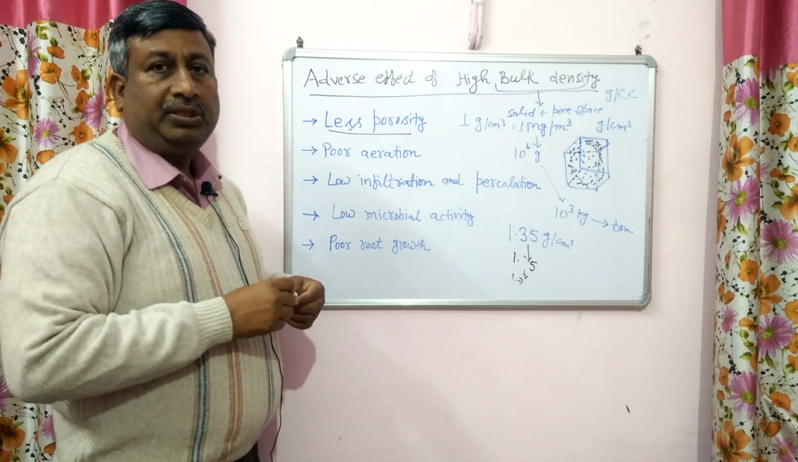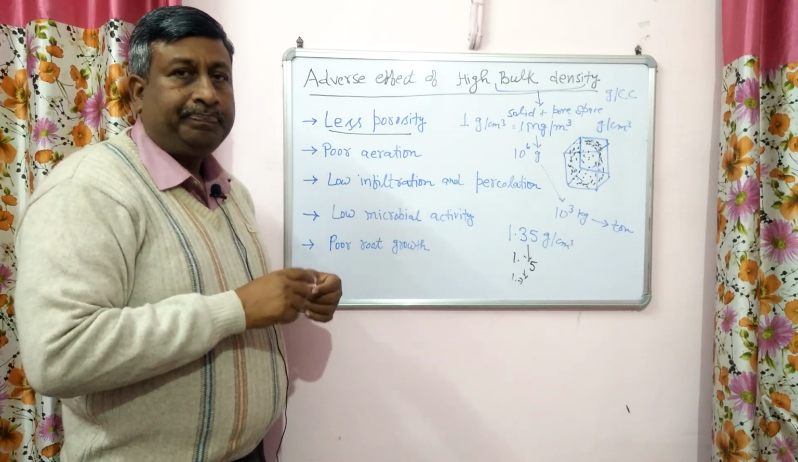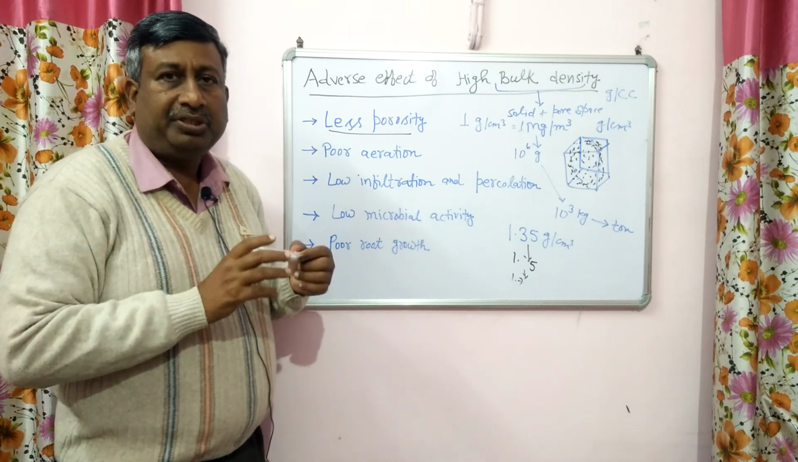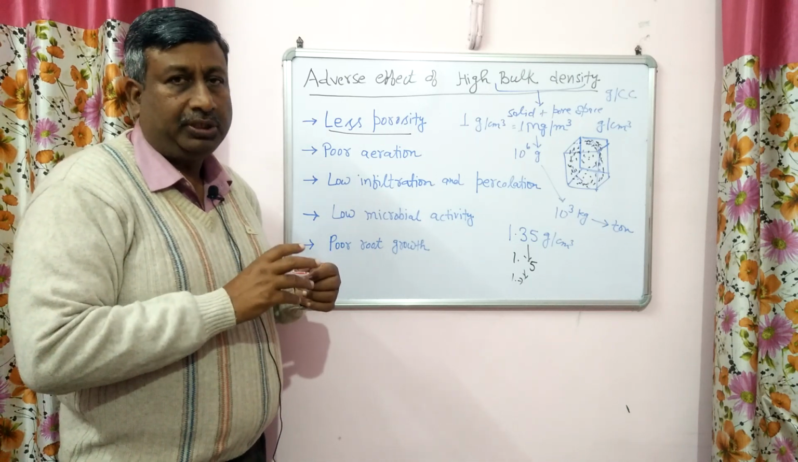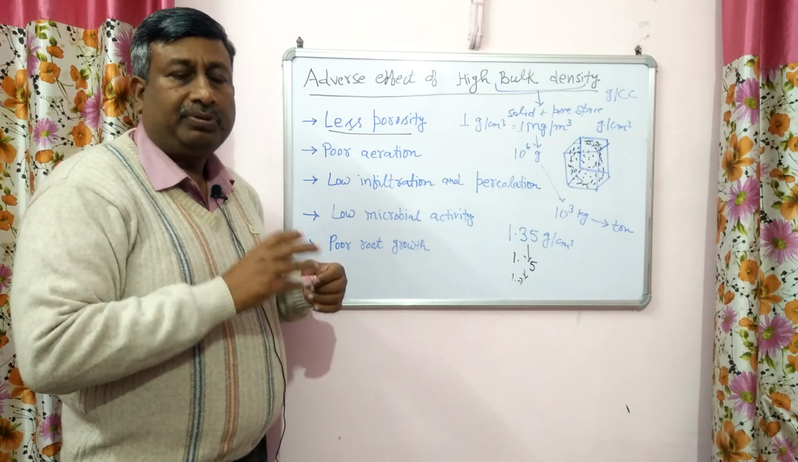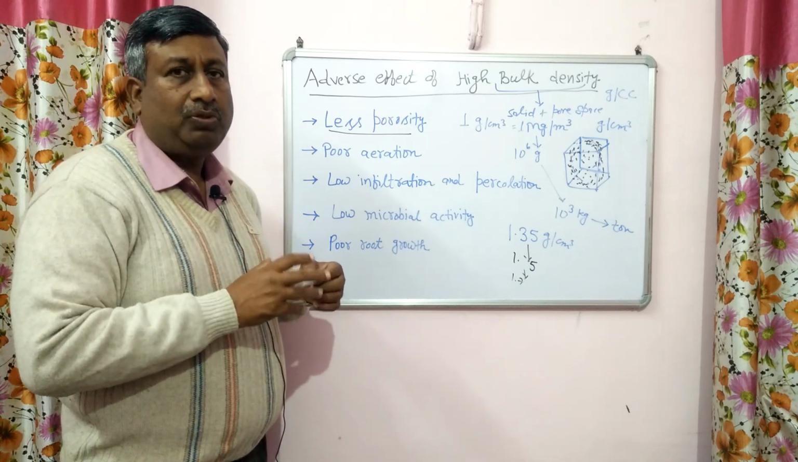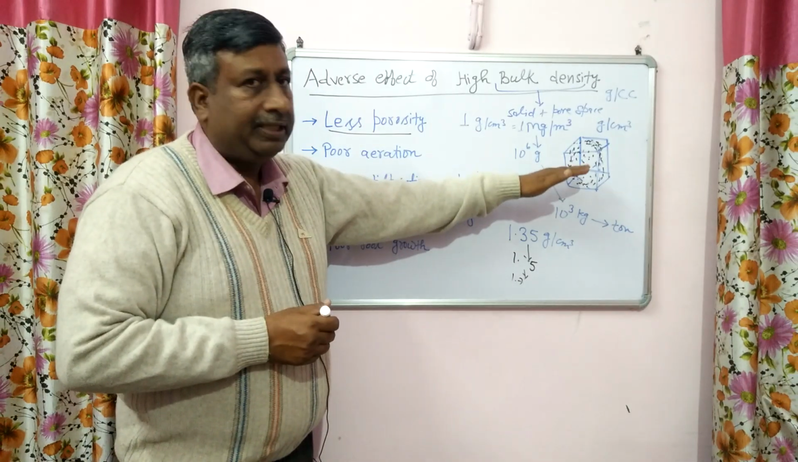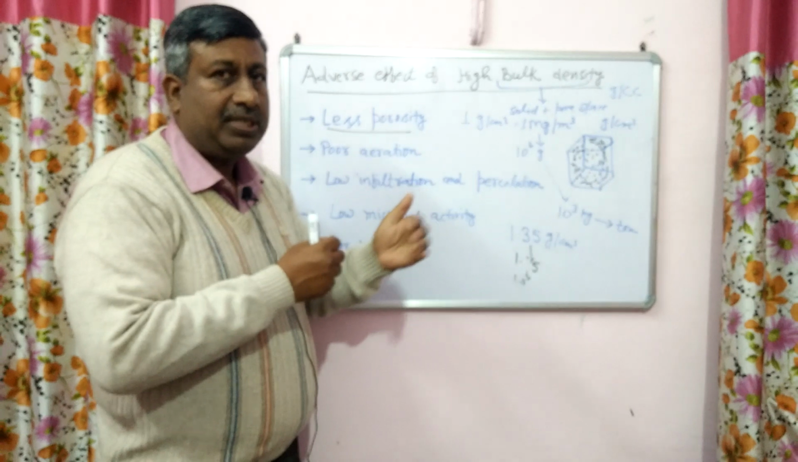So porosity is inversely related with the bulk density. This question is generally asked in examinations: what is the relationship between bulk density and porosity? If bulk density is high, then porosity is low. If bulk density is low, then porosity is more. Now if we keep reducing the particles, it means bulk density is reducing and pore space is increasing.